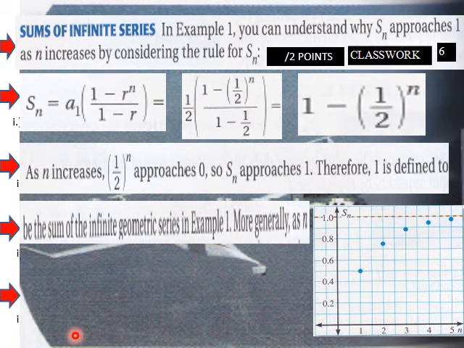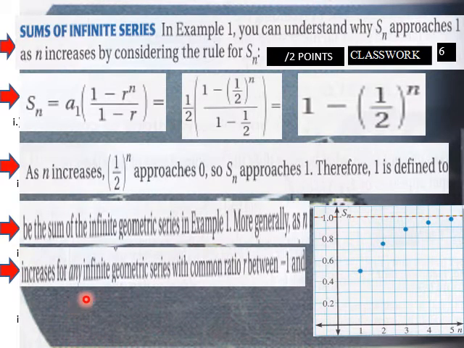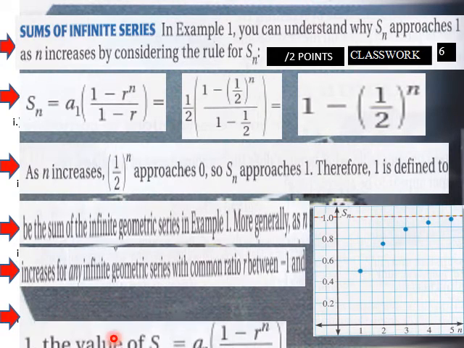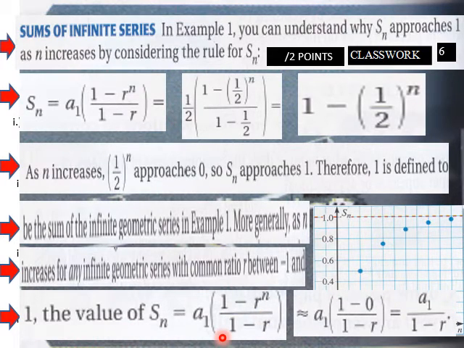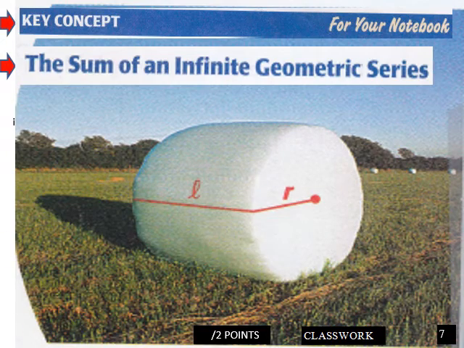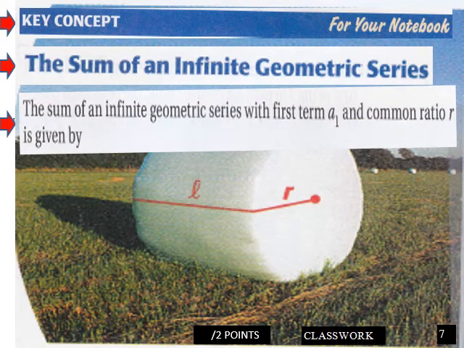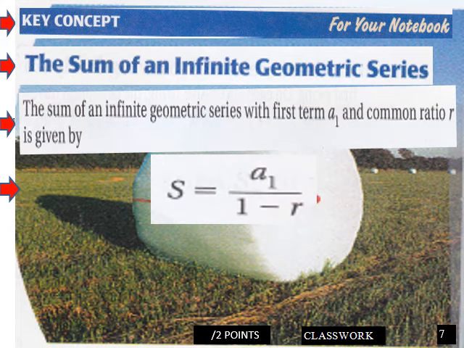example 1. More generally, as n increases for any infinite geometric series with a common ratio r between -1 and 1, the value of Sn, a sub 1 times 1 minus r to the n over 1 minus r, equals a sub 1 over 1 minus r. That's what we find out here from this series. The sum of an infinite geometric series is given by this. So we just derived this formula.